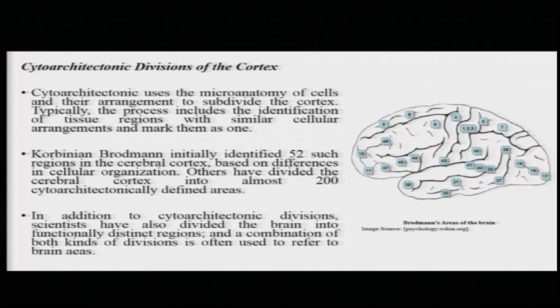Now, there are other ways of dividing the cortex into separate regions. One of the methods is referred to as cytoarchitectonics. Cytoarchitectonics basically uses the microanatomy of the cells and their arrangement to subdivide the cortex into different regions, typically based on the identification of the cell types and on the kind of inputs they are getting and the kind of outputs they are coming up with.